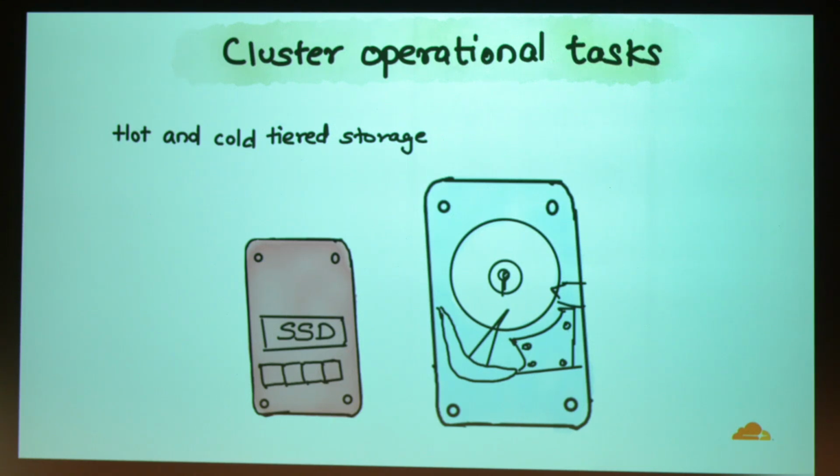At Cloudflare, we use hot and cold tiered storage, that is, we store the recent data in SSD drives and older data in magnetic drives. While Elasticsearch moves the data from this hot to cold storage every day, it affects the performance during the time when the data is moved.